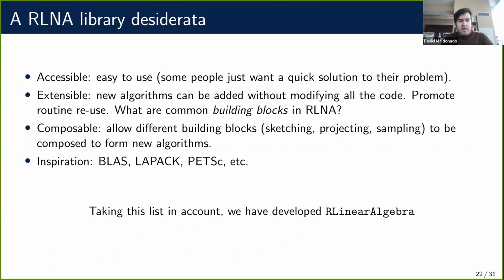So what would be a good randomized algebra library? Well, for us, it should have these four features or these four properties. It should be accessible. That means easy to use, and that people that want to develop and go deep into the library should be able to do it. But people that just want to use it for their application also shouldn't be discouraged by the complexity of use. It should be extensible, and this is very important. So new algorithms should be able to be added without modifying all the code.